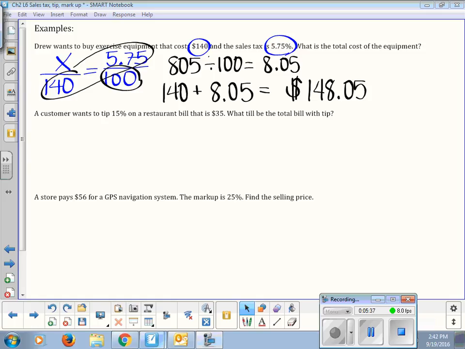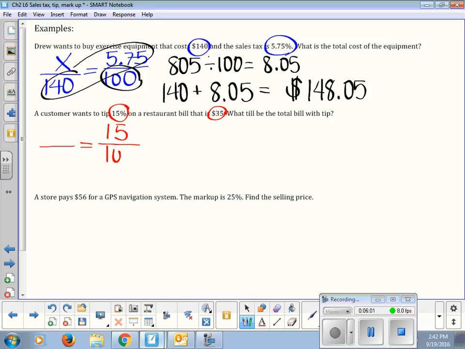For our second example, we have that a customer wants to tip 15% on a restaurant bill that is $35. We want to determine what the total bill with tip will be. So I'm going to set up my proportion. If we have 15%, I know my percent. How do I write that as a fraction? 15 over 100. And the bill came to how much? 35. Is that our original price or our change? It's our original. It's what we're starting with. We want to find out how much it's going to change by once we add in our tip. So our x goes in the numerator.